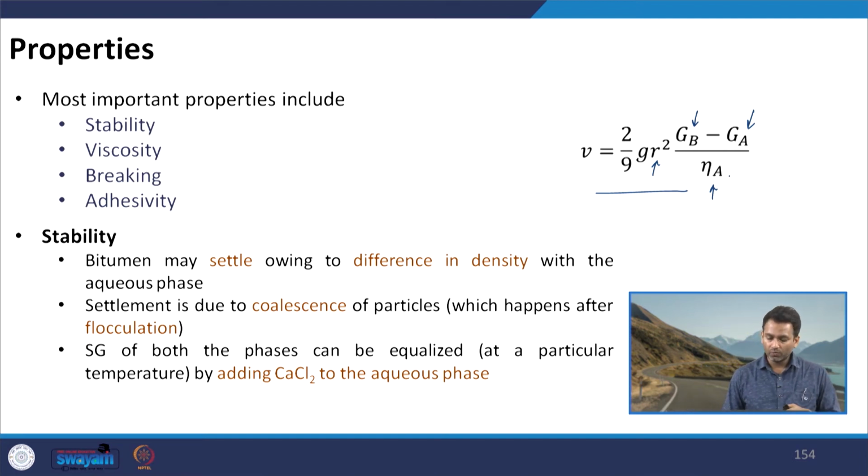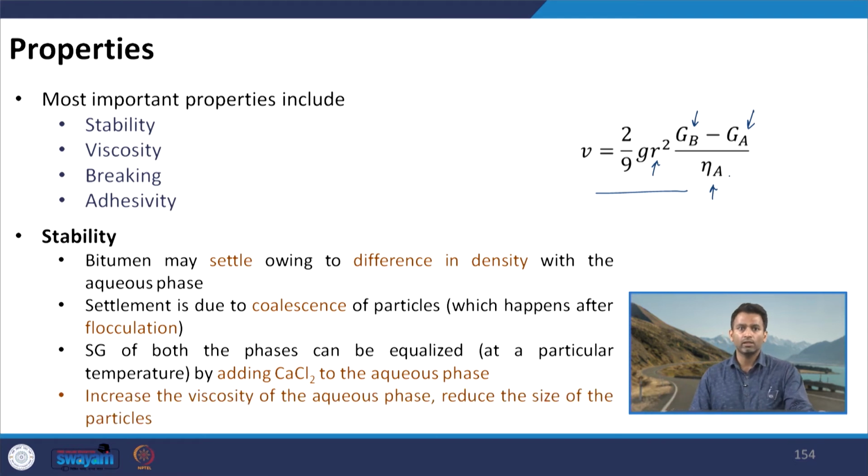If the difference in specific gravity of both phases can be minimized, we can minimize the settling velocity or the settlement rate. And in order to increase, for example, the specific gravity of the aqueous medium, we can add chemicals such as calcium chloride in the aqueous phase. We can also increase the viscosity of the aqueous phase to reduce the settling, and we can also reduce the size of the particles because R is also a factor. If we reduce the size of the particles, we can prevent the settling of the bitumen globules.